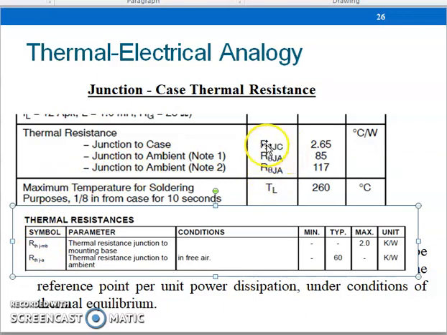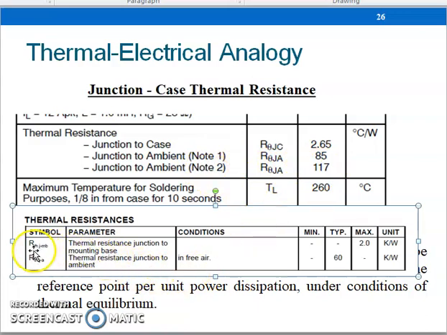This is the thermal resistance between junction to case, JC. This is the thermal resistance between junction to ambient. In another scenario, the value is different. So from the thermal system, from junction to ambient, the value is different because of a different scenario.